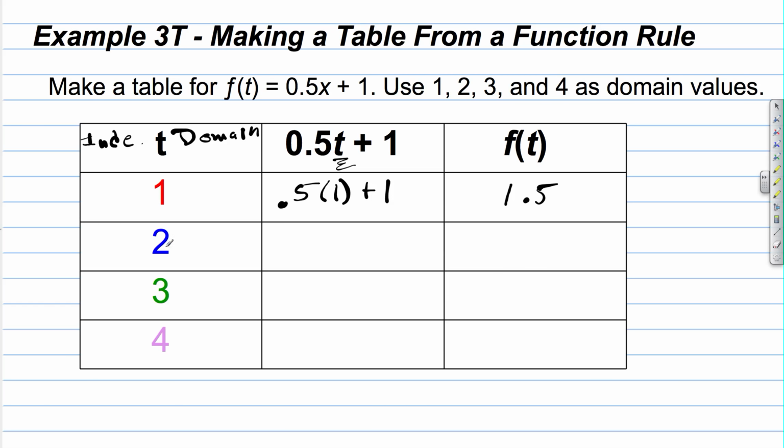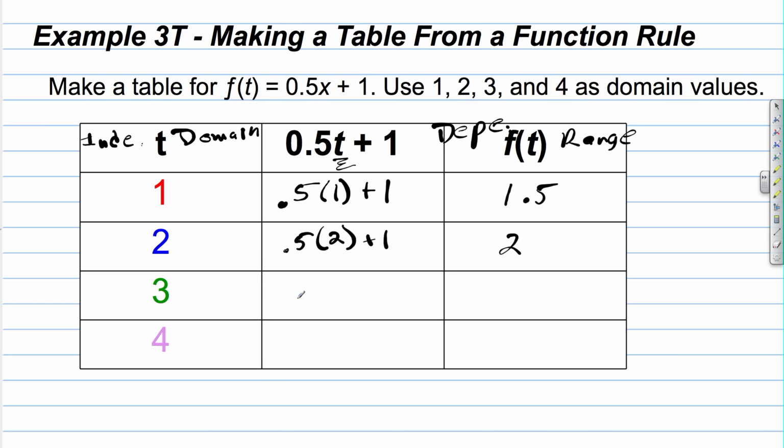Now notice when I go to substitute the 2 in, oh, this is our range, or our dependent variable. Get a little sidetracked there. Independent and dependent are terms that my class is very used to me using. We need to substitute this 2 in, so we take 0.5 and we multiply it by 2, what we're substituting in for t, plus 1. 0.5 times 2 is 1, and 1 plus 1 is 2. So when we put in 2, we got out 2.